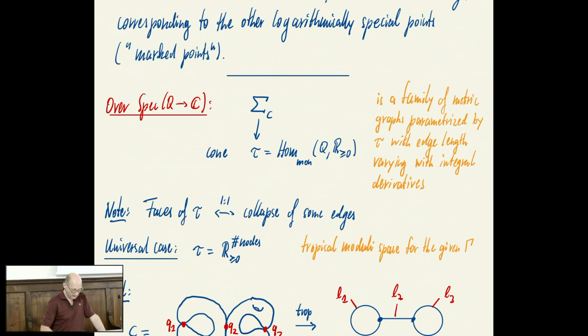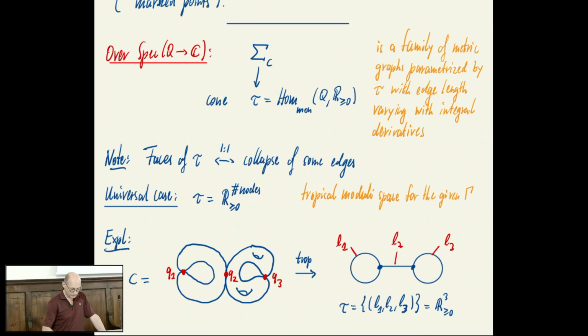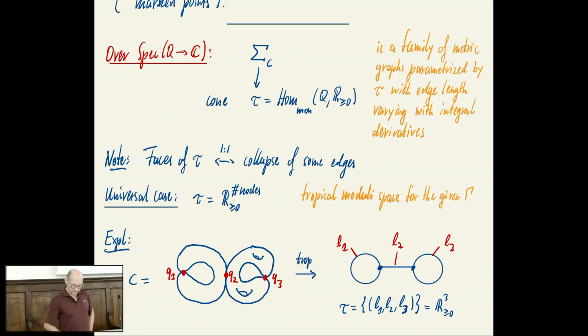Okay, so now let's go to, so that was the last slide that I didn't get to yesterday for talk 2. So what's happening if we replace a standard log point by a general log point? So we would have a Spec Q to C. So the Q dual R, this Hom(Q, R≥0), is now a cone that I call tau. And I have this cone complex sigma C mapping to tau. And then, of course, over each point of tau, you get, again, a metric graph. So how do you see that?